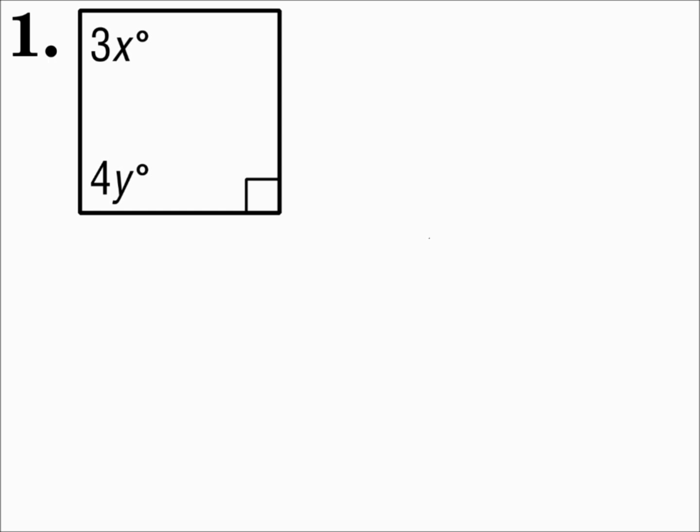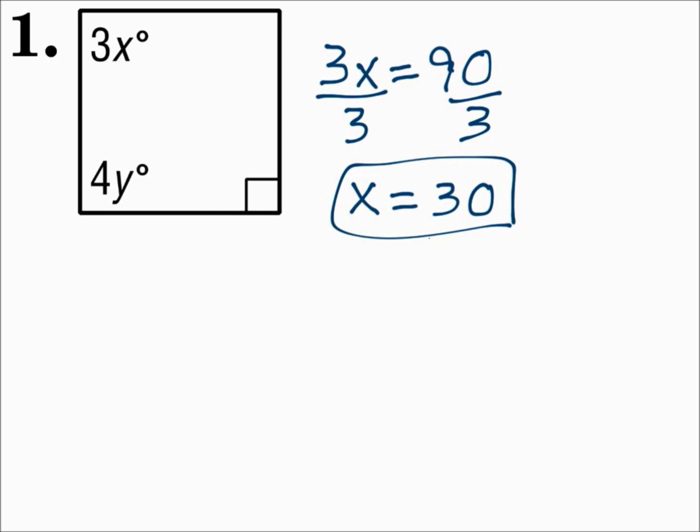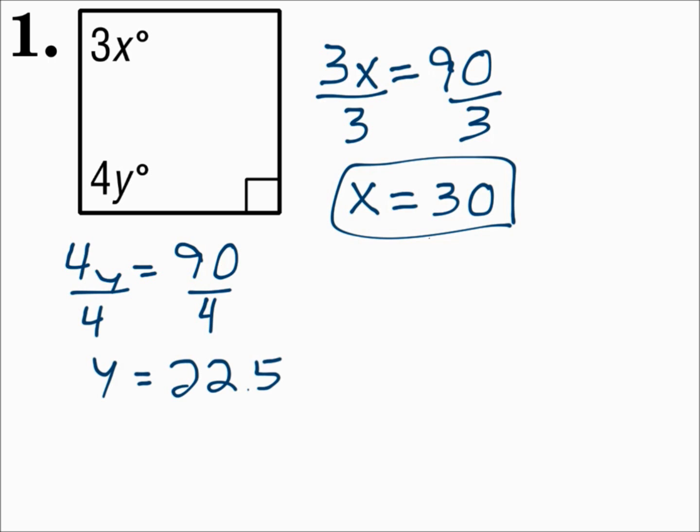So each angle is a right angle, which means that 3x has to equal 90. Divide both sides by 3 and x is 30. Since each angle is a right angle here, then 4y also equals 90. Divide both sides by 4, and y is 22.5. If a parallelogram has one right angle, then it has four right angles.